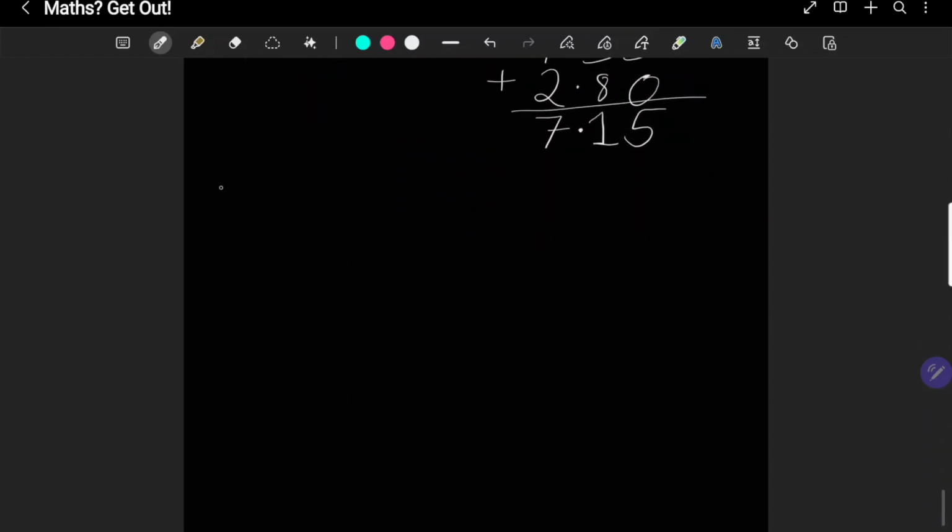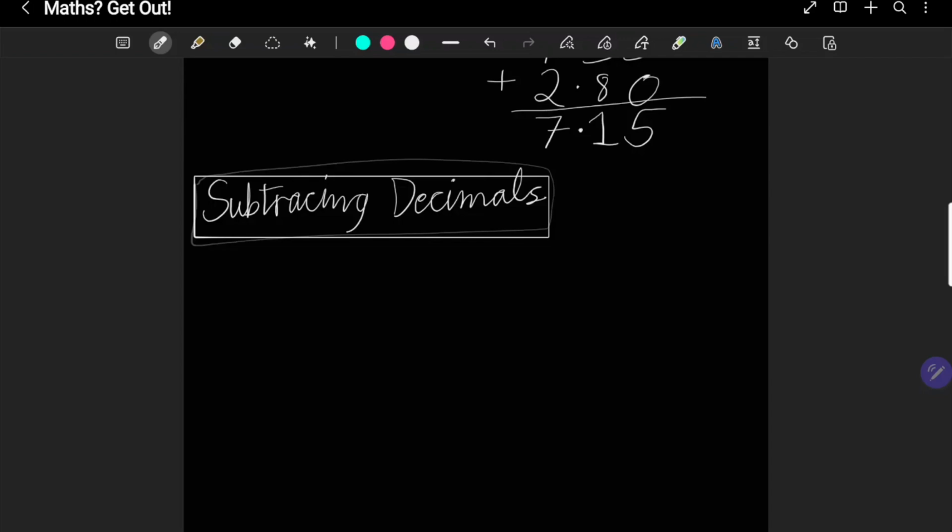Now let's do subtracting decimals. By the way, I'm going to apologize again, my handwriting is absolutely horrible. I know, I need to work on it. Okay, so let's do subtracting. Just take two random numbers again. 12.3 take away 9.4.